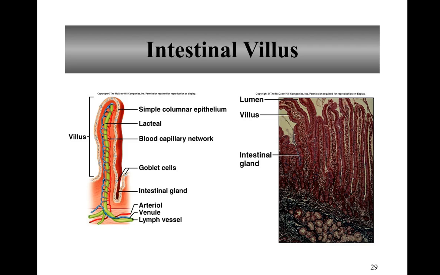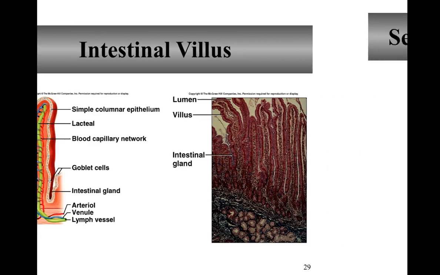The blood vessels, the capillary network, is for absorbing other nutrients from the digestive system into the blood and being transported through the body. There are also goblet cells, which we know produce mucus, and intestinal glands, which produce the various digestive juices and enzymes we'll talk about here in just a moment.